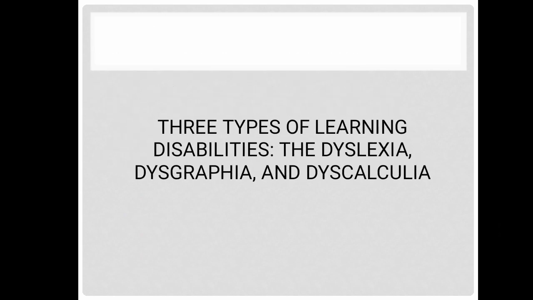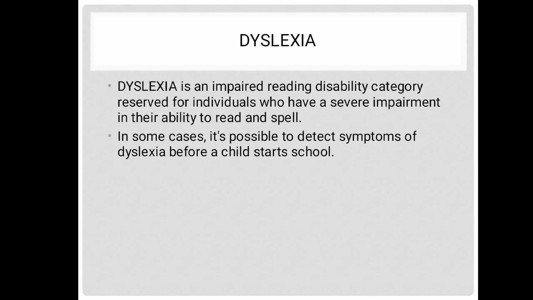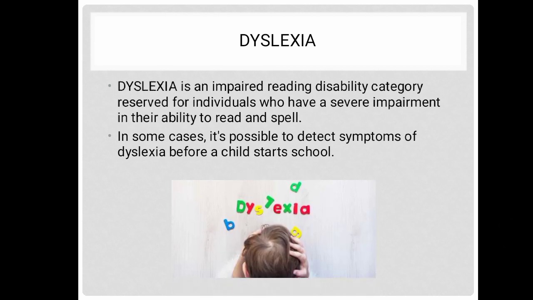Now, there are three types of learning disabilities: dyslexia, dysgraphia, and dyscalculia. Dyslexia. Dyslexia is an impaired reading disability category reserved for individuals who have a severe impairment in their ability to read and spell. In some cases, it's possible to detect symptoms of dyslexia before a child starts school.